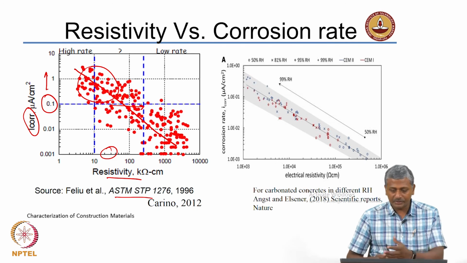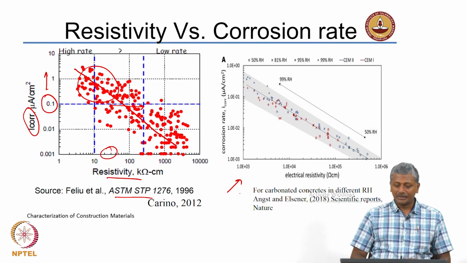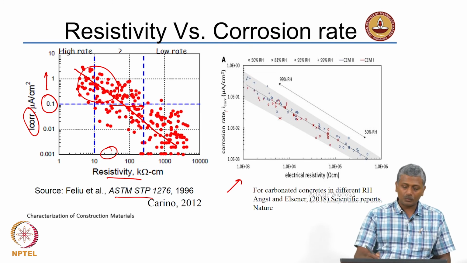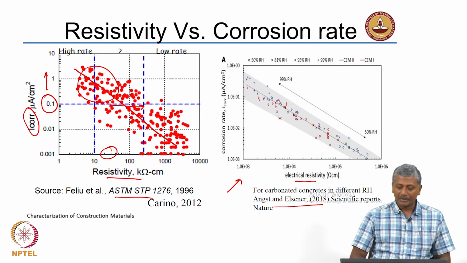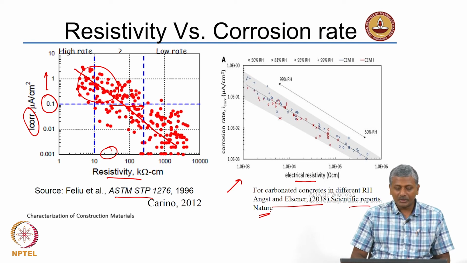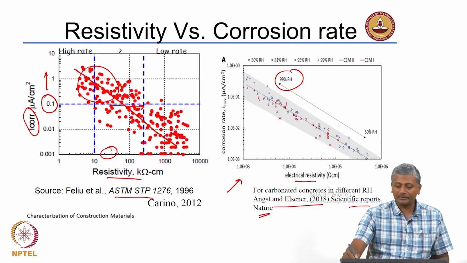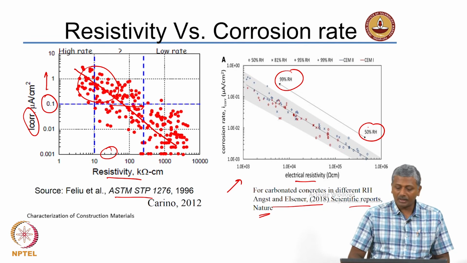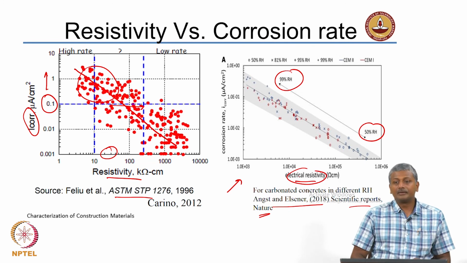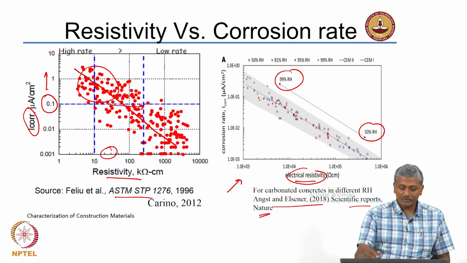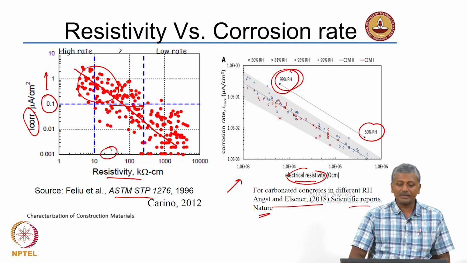So, I will just stop with this graph here to the right. Again, it is the same sort of graph, corrosion rate I-corr versus electrical resistivity, taken from a paper published in 2018 in Scientific Reports in the Nature journal. So, it is quite well cited obviously. Here it shows you the effect of relative humidity. With lower and lower relative humidities, the electrical resistivity is very high, whereas with almost saturated concretes, the electrical resistivity becomes very low and your corrosion rates are much higher as the electrical resistivity reduces.